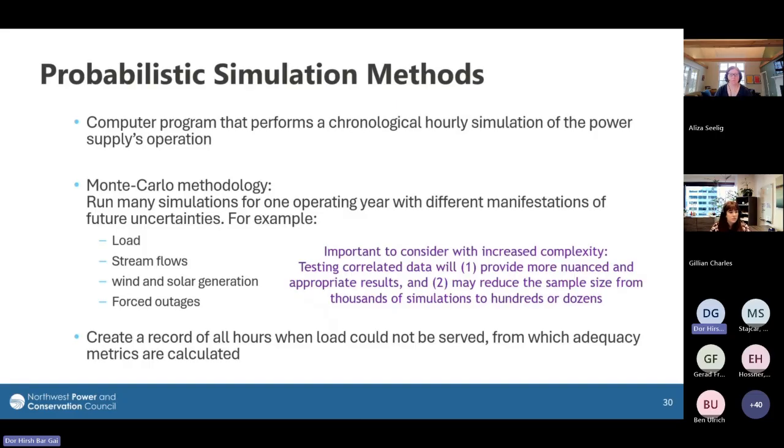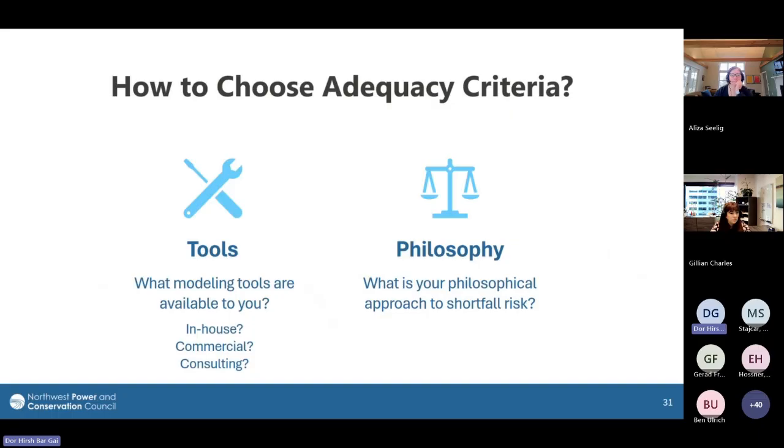And here we can think about testing correlated data. This would also provide a more nuanced result, and it could also reduce the sample size from thousands to hundreds potentially. And so this is just a reminder when you're discussing the modeling tools that you have, thinking about the input variables and how you capture correlated uncertainties might minimize simulation time as well.